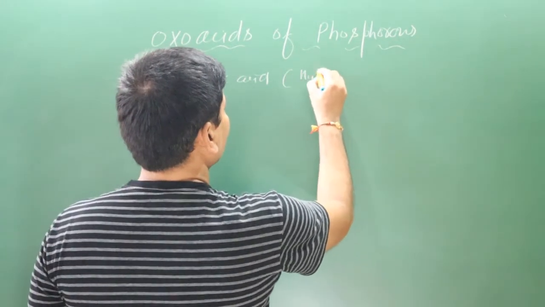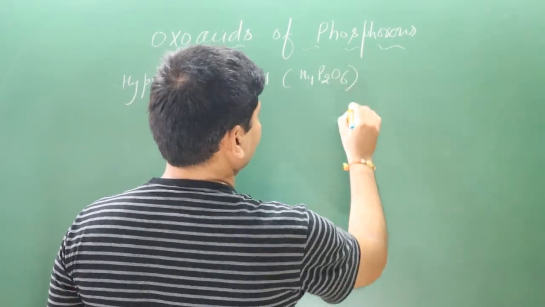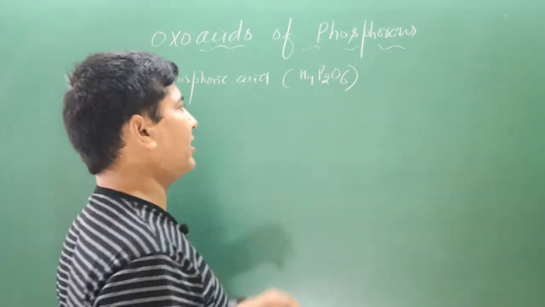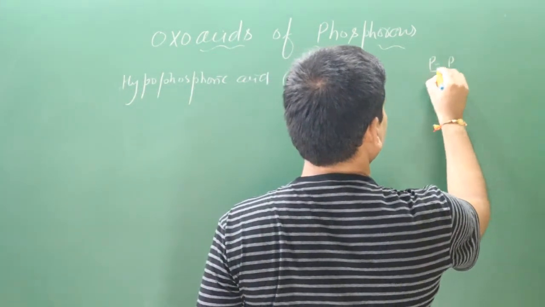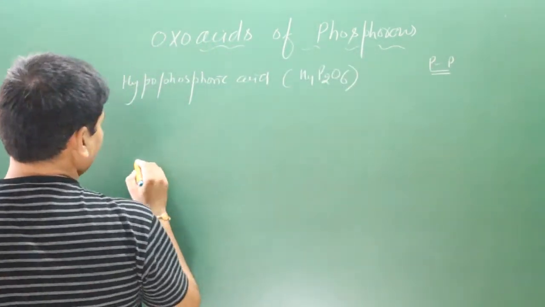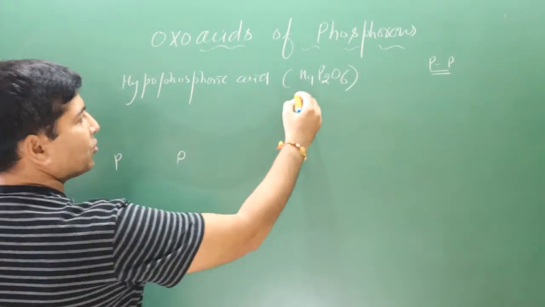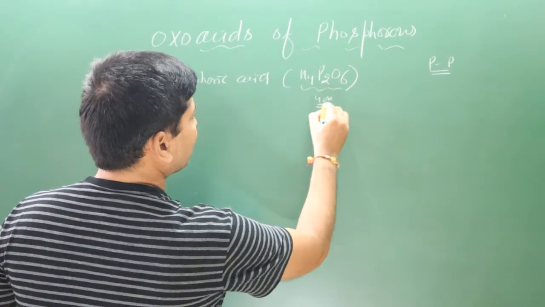Chemical formula is H4P2O6. Even number of oxygen are given there. 2 phosphorus are there. That's why phosphorus linkage will be there. Okay, phosphorus and phosphorus. How many OH pair are possible? 4 OH pair are possible.